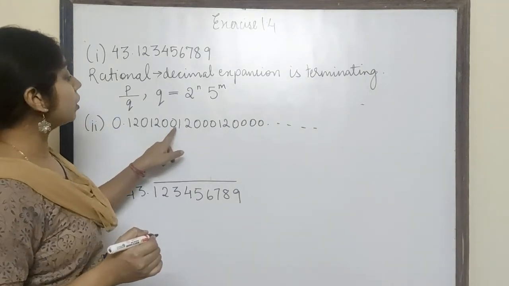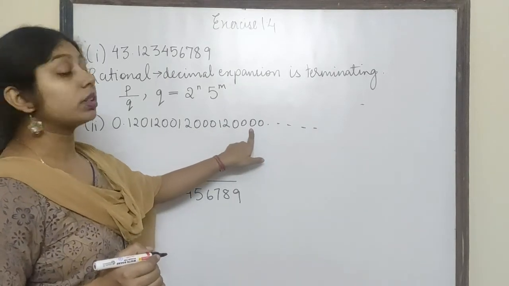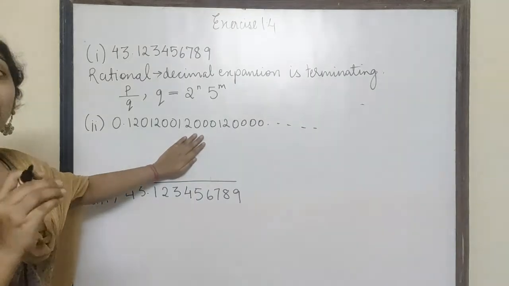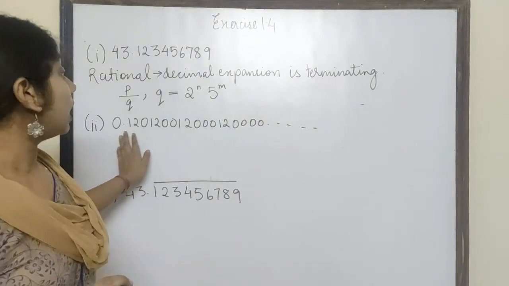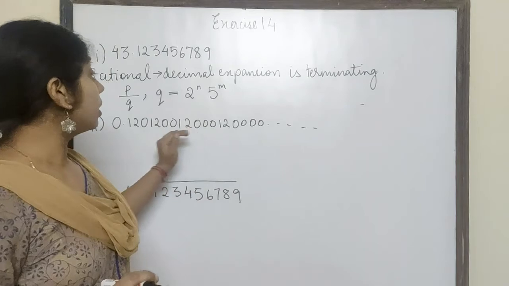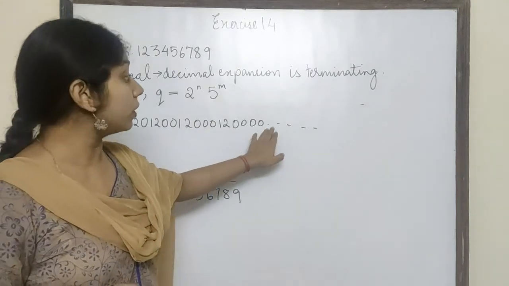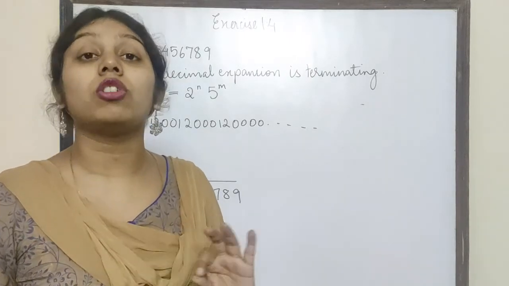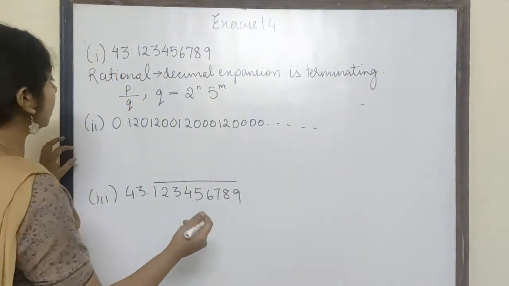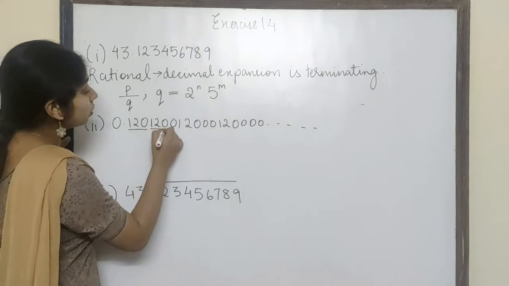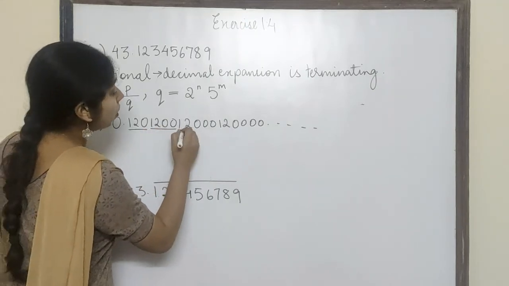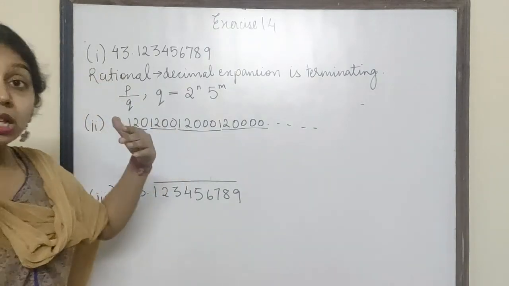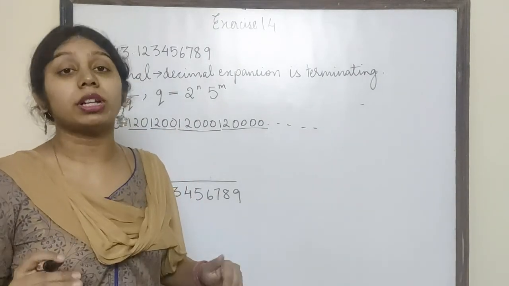0.120, 1200, 12000, 124 times 0 and so on. Over here, see children, one thing I would like to make clear: these numbers are non-terminating, because the dot signs are given, but naturally they are not repeating. If you watch clearly, this is 120, this is 1200, 12000, 124 times 0. So naturally there is a sort of pattern, but the numbers are not getting repeated.